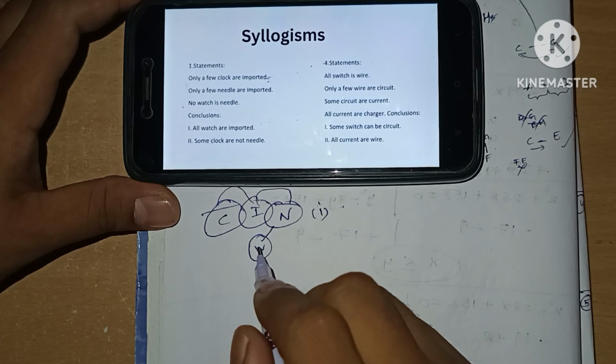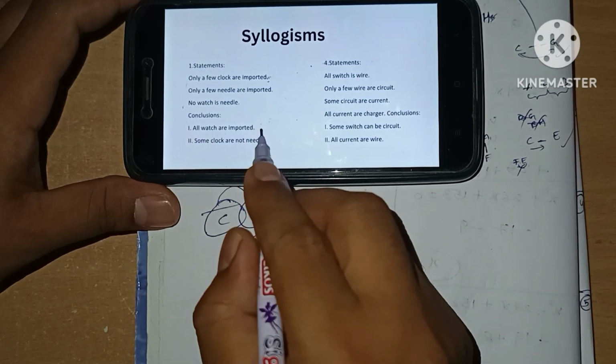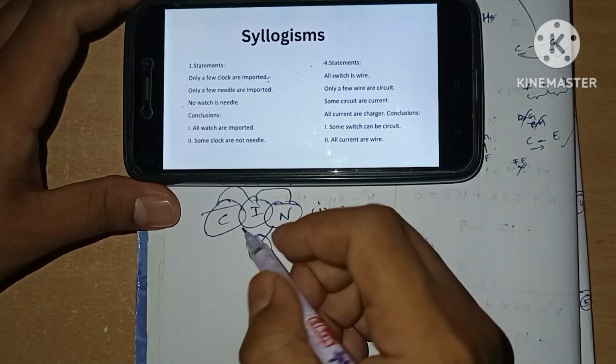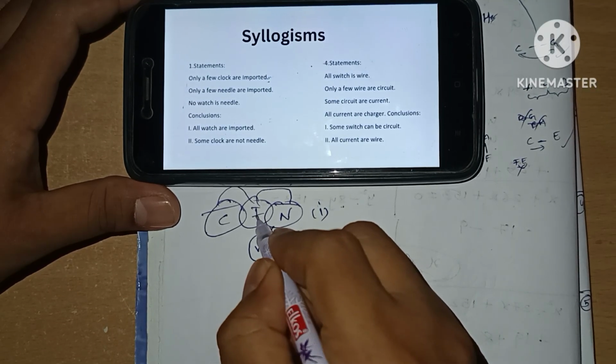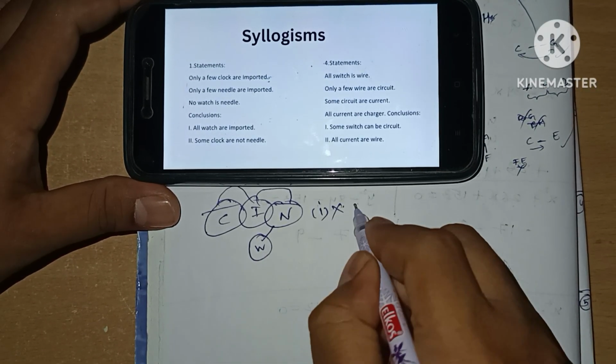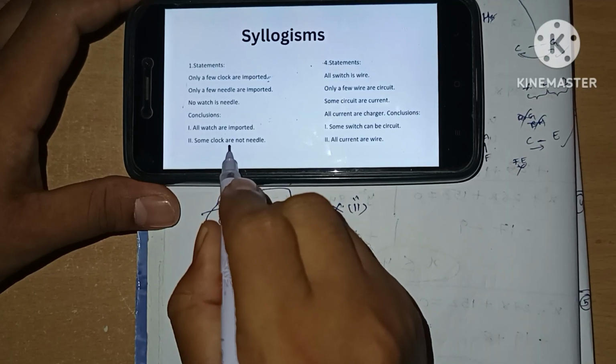All watch are imported. We need to check the direct meaning because it is a direct conclusion. All watch inside imported? No. So false. Second one, some clock are not needles.